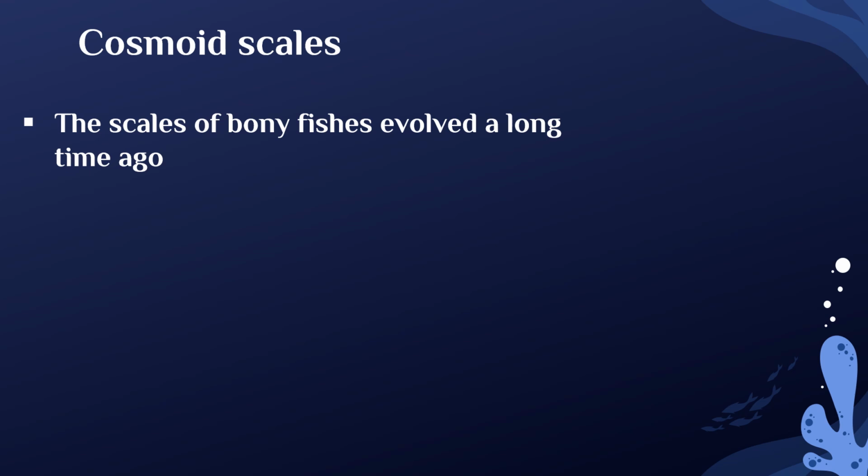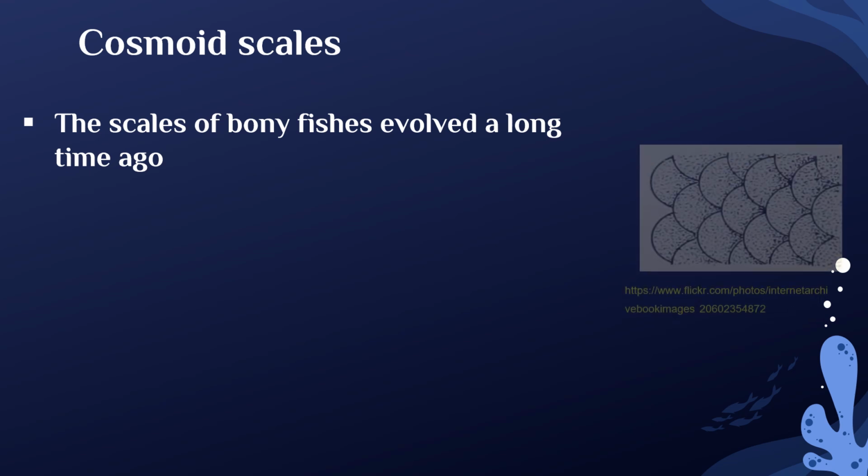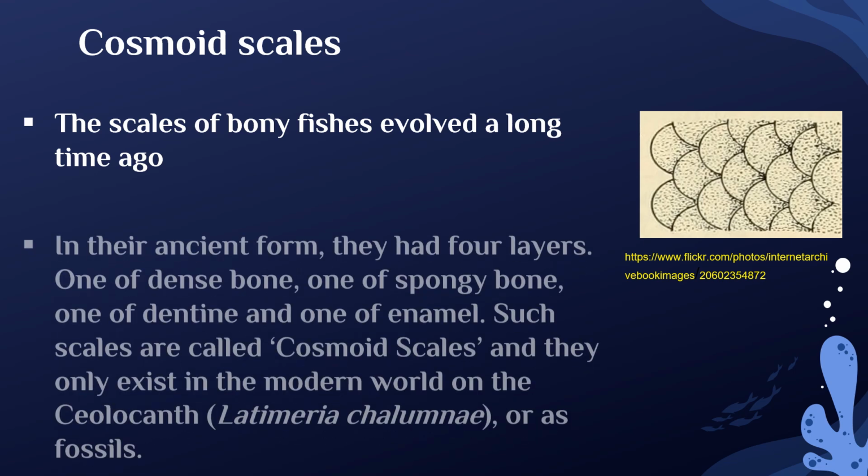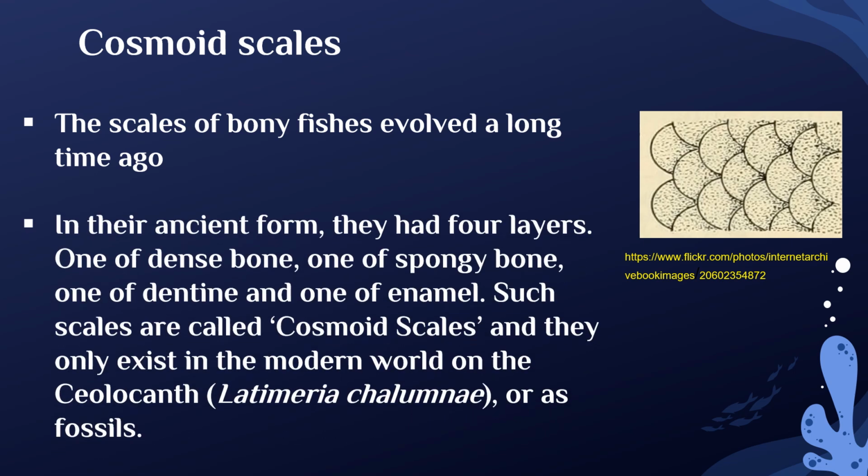Cosmoid scales are the scales of bony fishes which evolved a long time ago. In their ancient form, they had 4 layers: one of dense bone, one of spongy bone, one of dentine, and one of enamel. Such scales are called cosmoid scales, and they only exist in the modern world on the coelacanth species or as fossils.